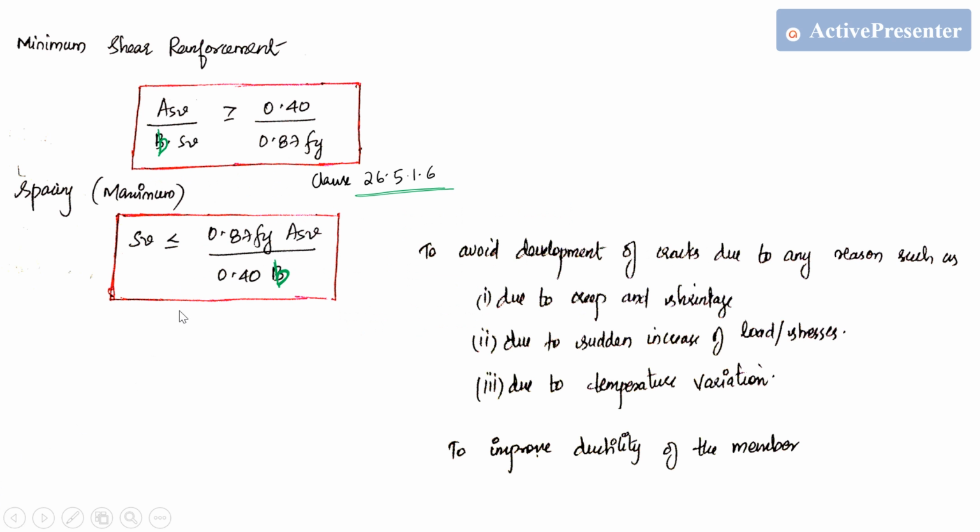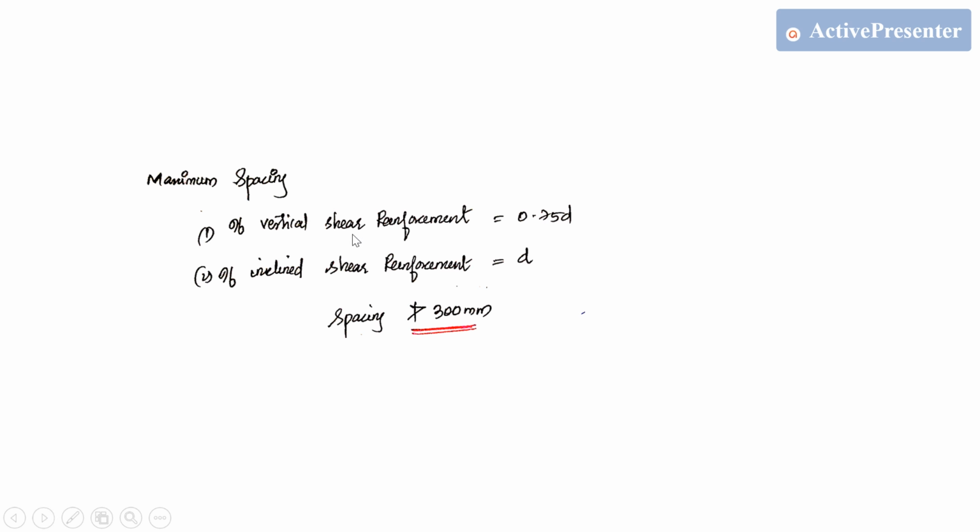The maximum spacing based on your minimum shear is given as 0.87 Fy Asv by 0.4 b. And the code suggests another two methods also to find the maximum spacing. If it is vertical shear reinforcement, the maximum spacing that can be given is 0.75 d. And if it is inclined shear reinforcement, the maximum spacing that can be given is d. And the spacing in no case should be greater than 300 mm.